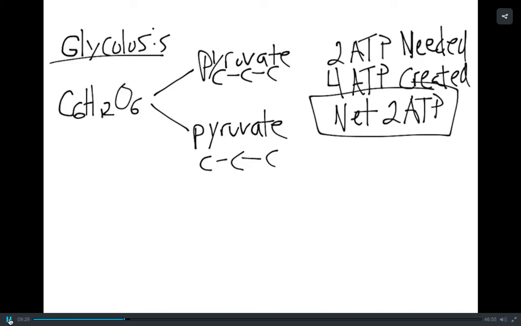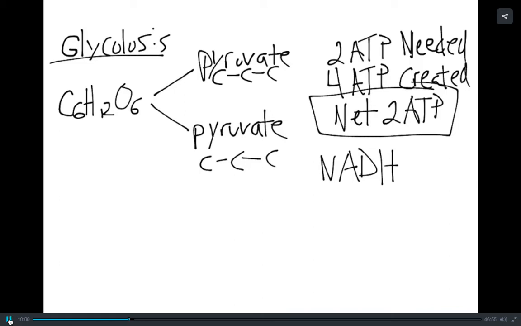And just in glycolysis, we created 2. Right? We needed 2, we created 4, and we have a net overall of 2 ATP gained. But that's not the only product of glycolysis, right? So we have our 2 ATP that we're netting. We've created 2 pyruvates now. But we also created another important compound, and that is NADH.